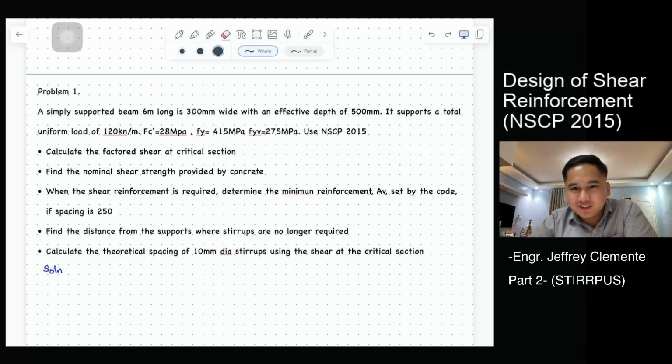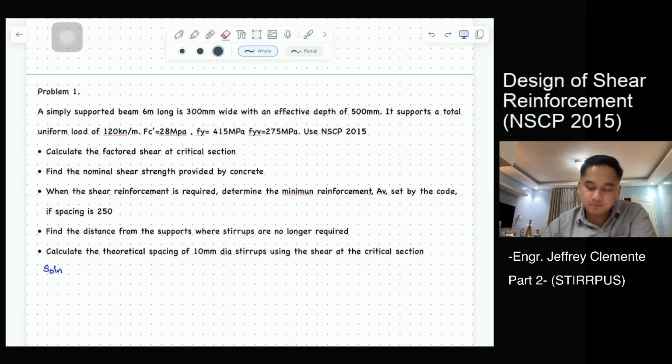Okay, good day. So this is part 2 of design of shear reinforcement using NSCP 2015. So in the previous video, we tackled the introduction, but in this part, we'll be giving a sample problem, di ba?